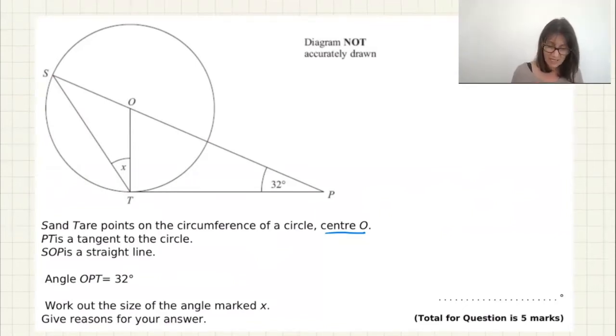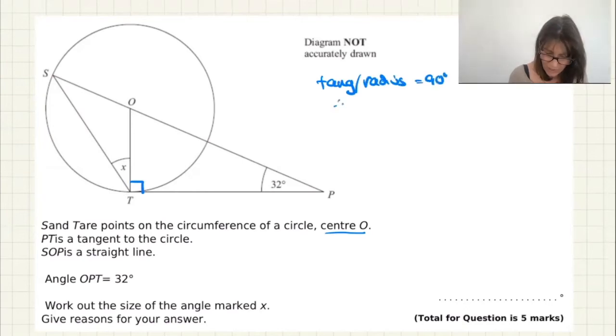So the first thing that I'm going to mark on is this right angle here. I know that a tangent to a radius is equal to 90 degrees. Therefore, angle PTO is equal to 90 degrees for that reason. I keep writing down what I'm about to say rather than writing down what I want to say. Okay, marked on my diagram.